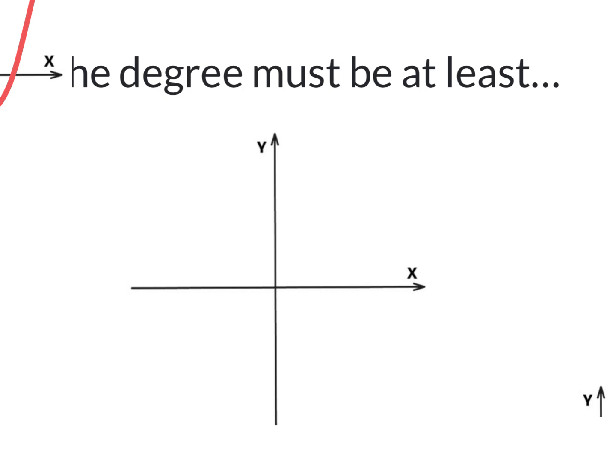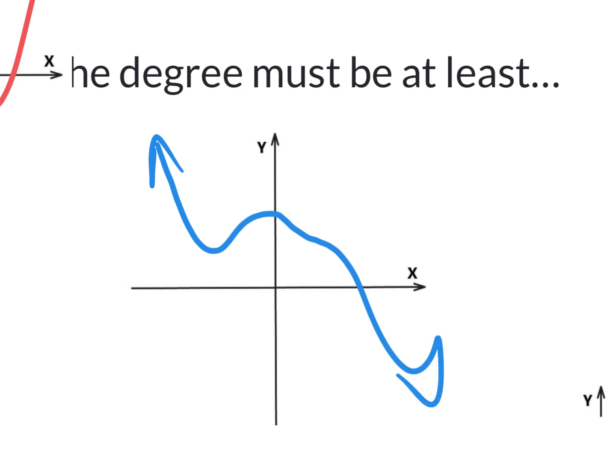One more. What if we have... 1, 2, 3, 4. Let's just say 1, 2, 3. The degree must be at least 3. Could it be 5? Yes. Could it be 7? Yes. But it has to be at least 3. Okay, let's try something else.